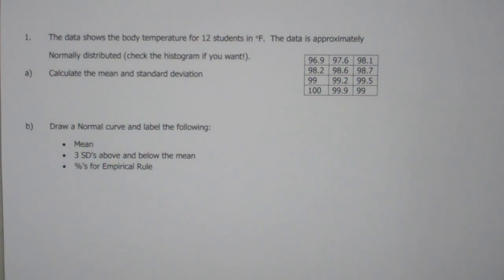In example 1, we have a data table here on the right hand side that shows the body temperature for 12 students in degrees Fahrenheit. The data is approximately normally distributed. We want to calculate the mean and standard deviation. Then we'll draw a normal curve and label it with the following: mean, 3 standard deviations above and below, and then the percents for the empirical rule.